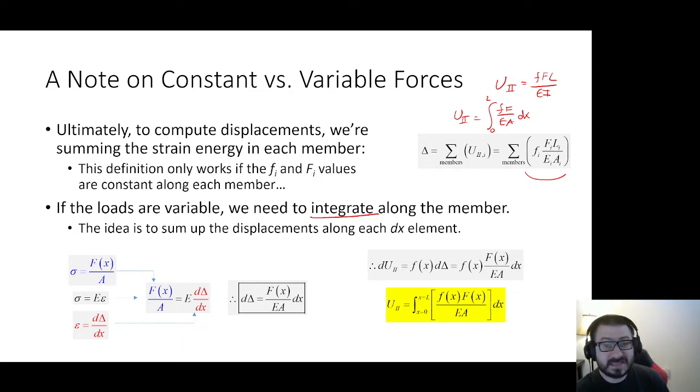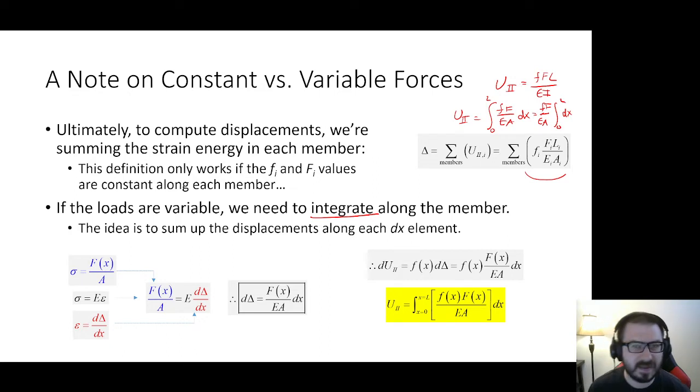Now, does this formula work if they happen to be constant? Well, what happens if they happen to be constant? So Calc 1 taught me that I can pull out anything that's a constant. So I have little f, big F over EA times the integral of dx. The integral of dx is x, evaluated from 0 to L. So that's just L. So that goes back to our original definition.